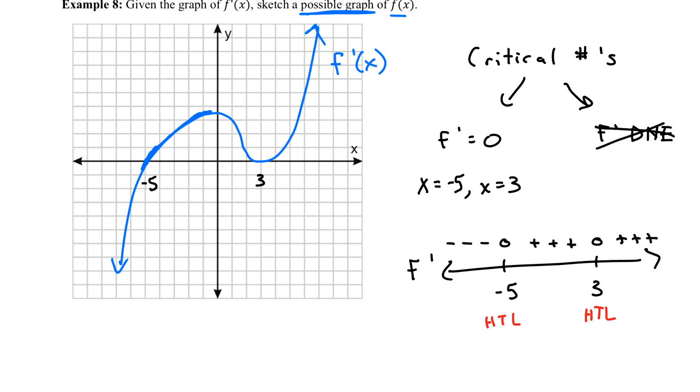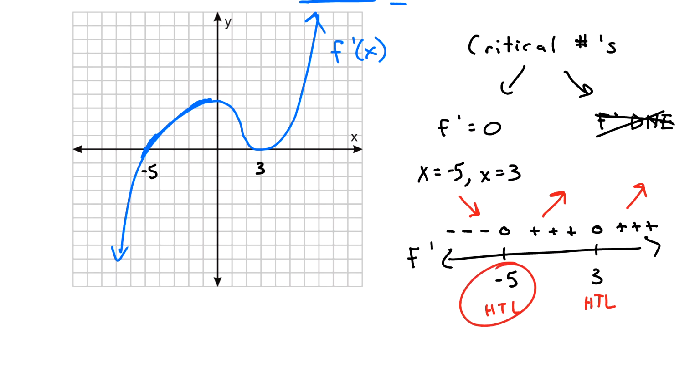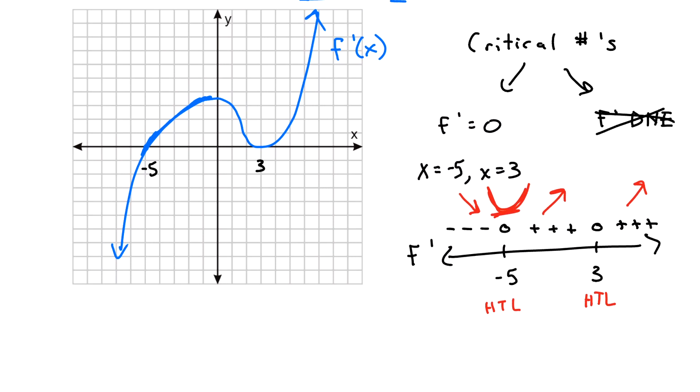So I can now look at this and say, okay, based on what I found right here, my graph is decreasing on negative infinity to negative 5. It's increasing on negative 5 to 3. And then it's increasing again on 3 to positive infinity. So at x equals negative 5, at this point right here, it changes from decreasing to increasing. We've got a horizontal tangent line, and we can see we're going to have a local minimum at x equals negative 5.